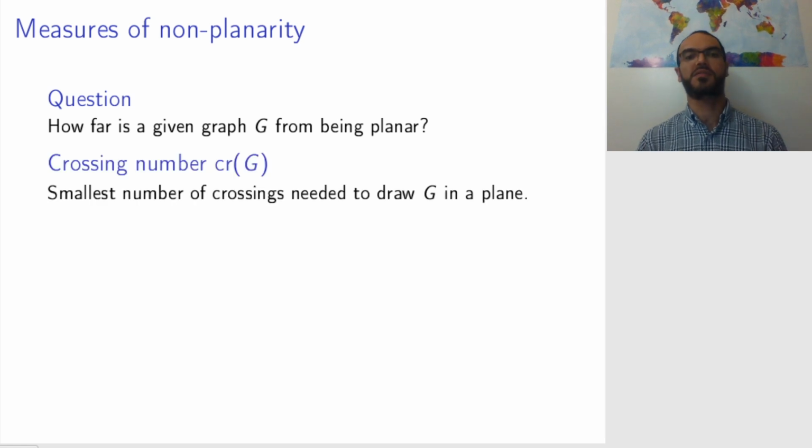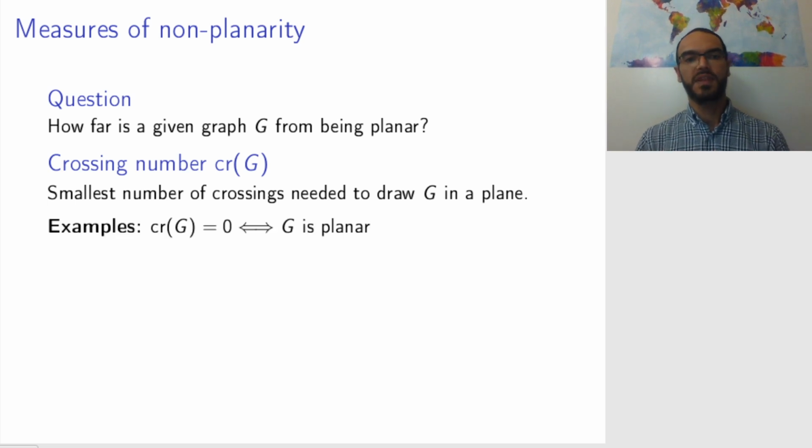The first is the crossing number. So the crossing number, cr(G), is defined as the smallest number of crossings we need to draw G in a plane. Pretty self-explanatory name. For example, the crossing number being 0 means that we can draw the graph in the plane with 0 crossings, and that's exactly the statement that the graph is planar. Crossing number 0 means graph is planar.